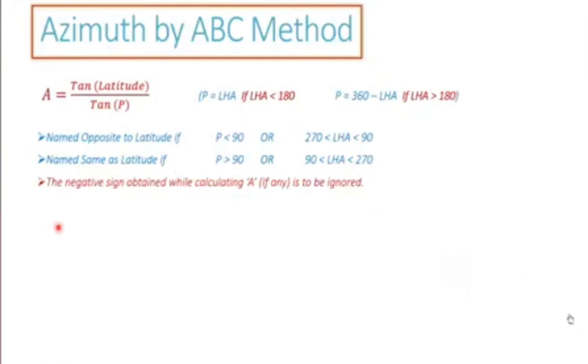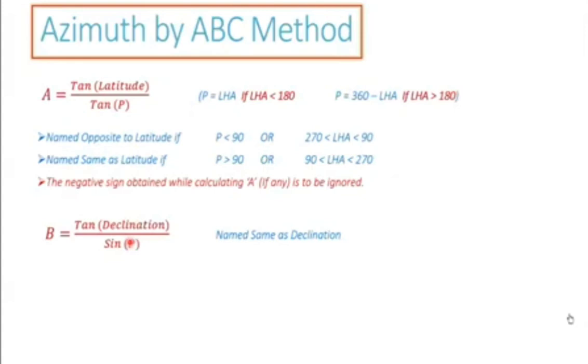Now B is calculated using the formula tangent of declination divided by sine P. Now P, as I told you, will be calculated from the LHA of the body. If LHA is less than 180, P is equal to LHA. If LHA is more than 180, P is equal to 360 minus LHA. How would we obtain the LHA of the body? It can be easily obtained from the GHA, which is given in the almanac.